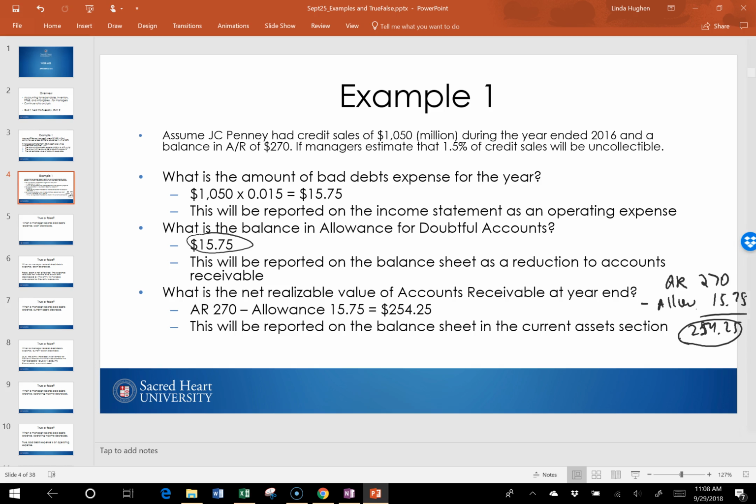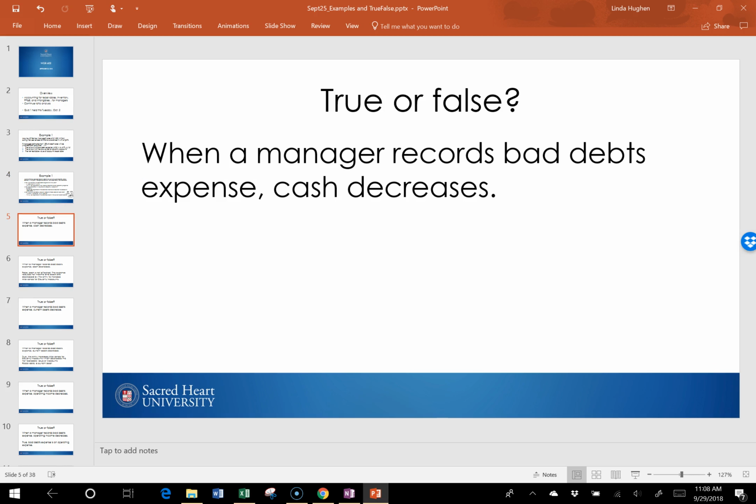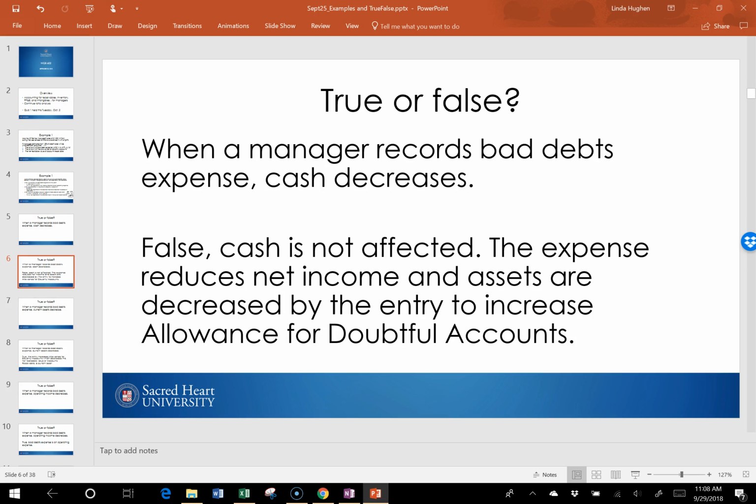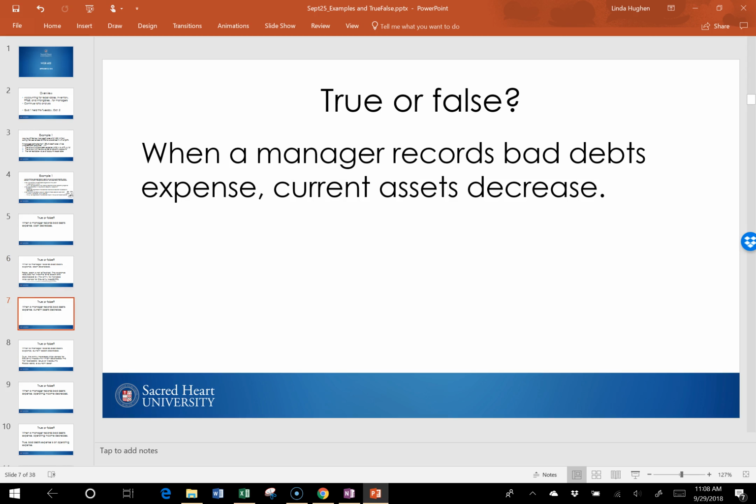All right, let's look at some true-false questions. When a manager records bad debts expense, cash decreases. Take a second to think about what your answer would be, true or false. False, cash is not affected. The expense reduces net income and assets are decreased by that entry to increase allowance for doubtful accounts. Remember, when we increase this account, it causes our total assets to decrease.